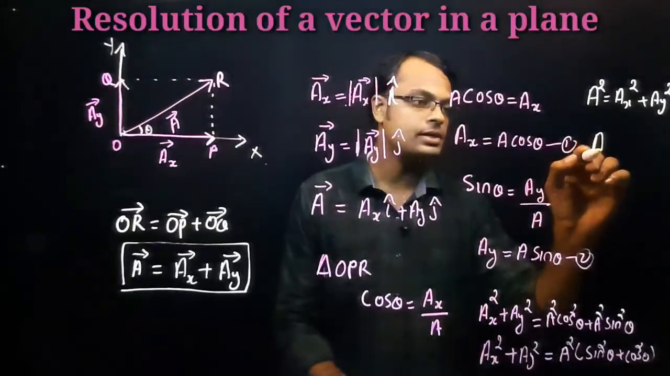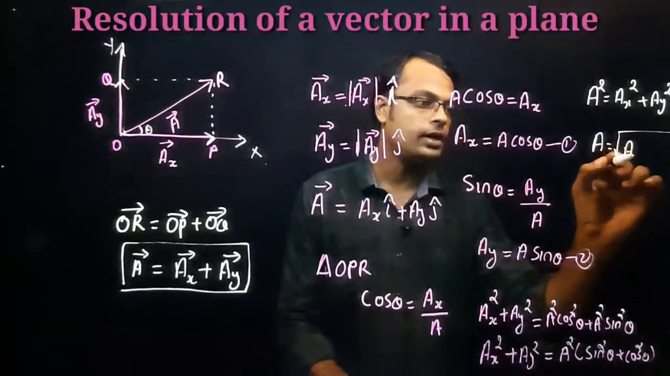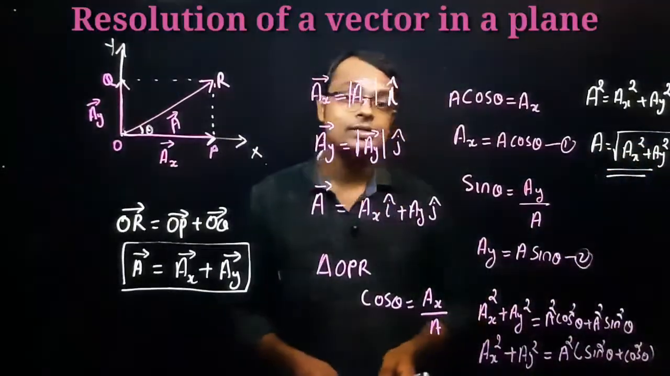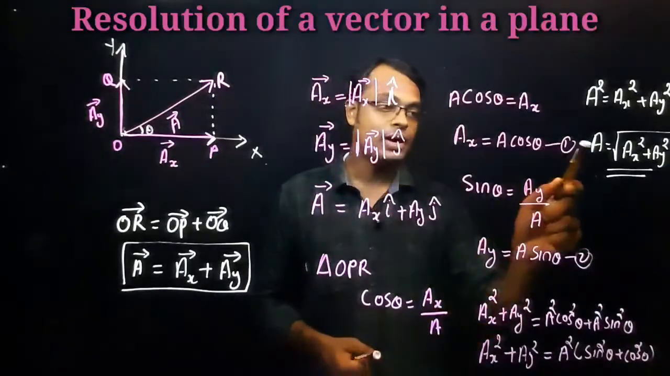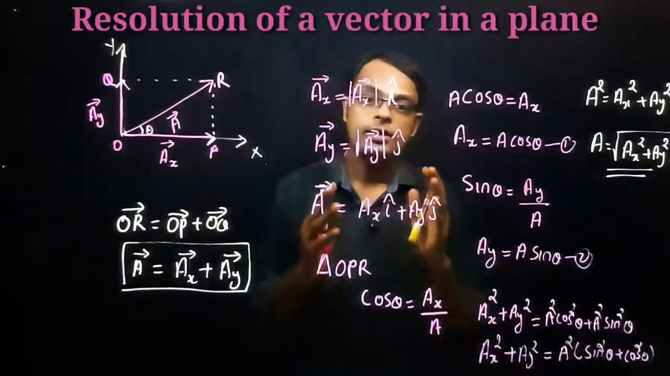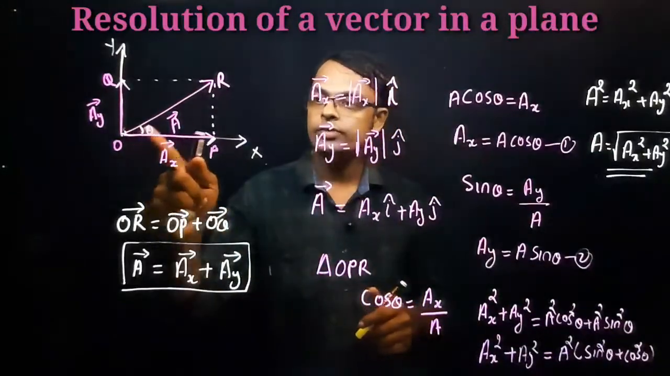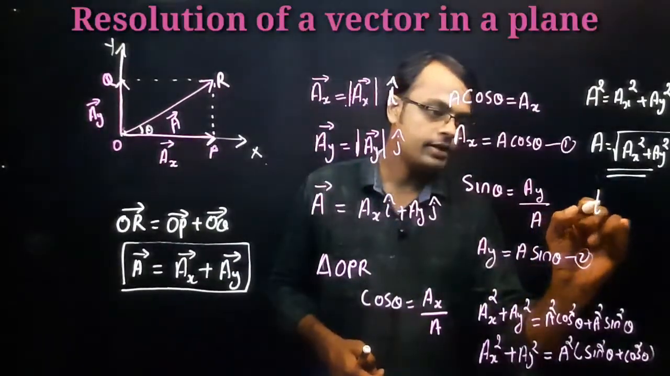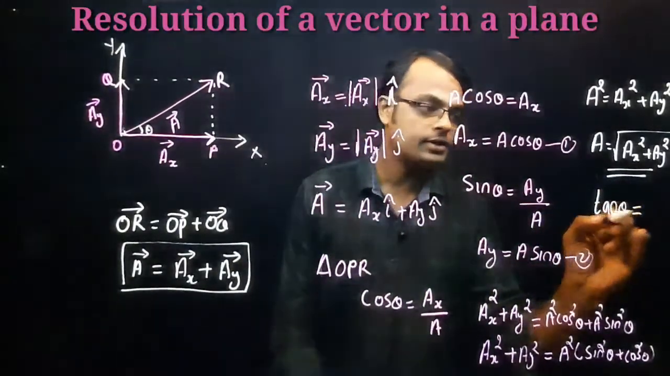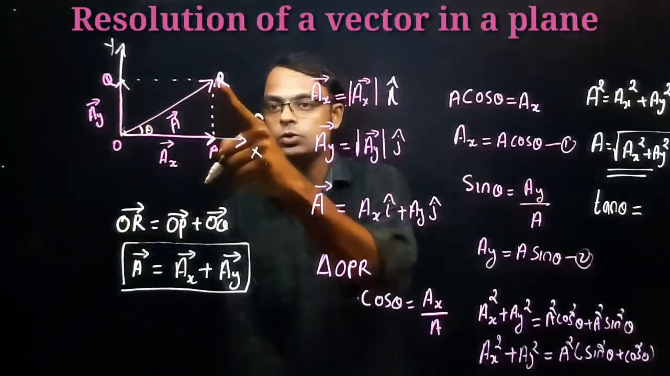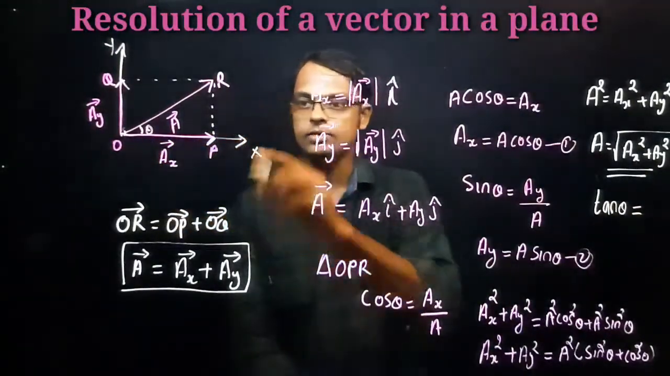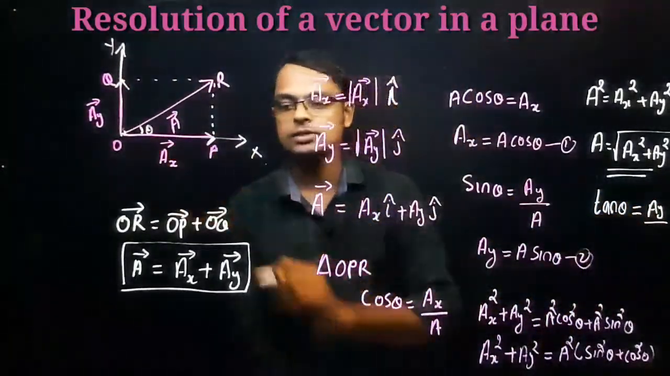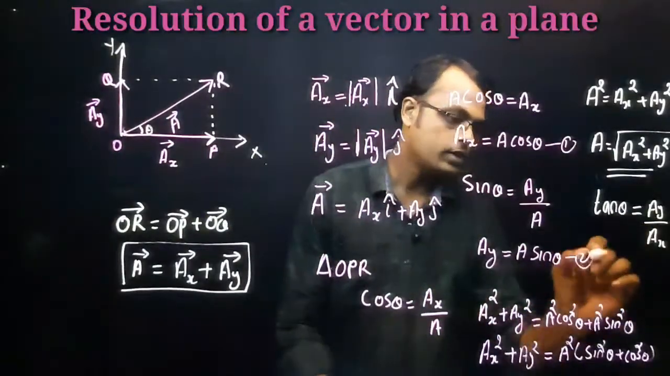So what is the resultant A? Square root of A_X square plus A_Y square. So this is the way to calculate the resultant vector, or the magnitude of the given vector A. Now you can also calculate the direction of the given vector with the x-axis. How can you calculate it here? Find tan theta. Tan theta is equal to opposite side divided by adjacent side. The opposite side is A_Y, and the adjacent side is A_X.